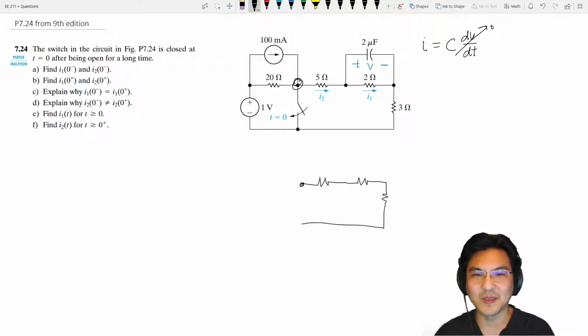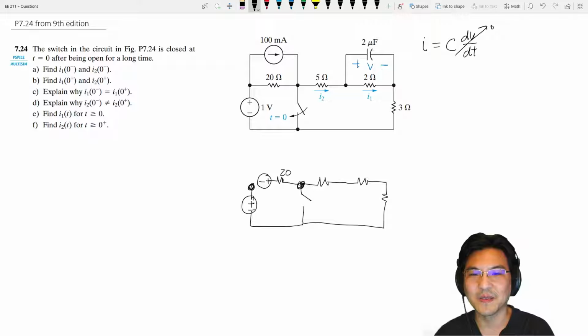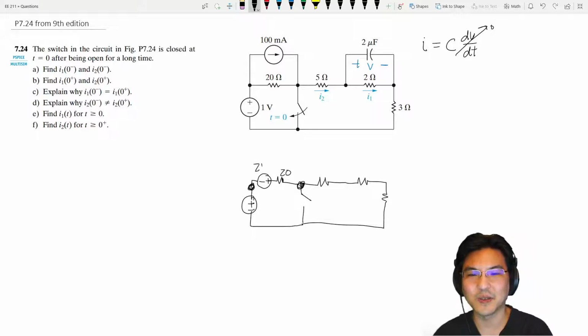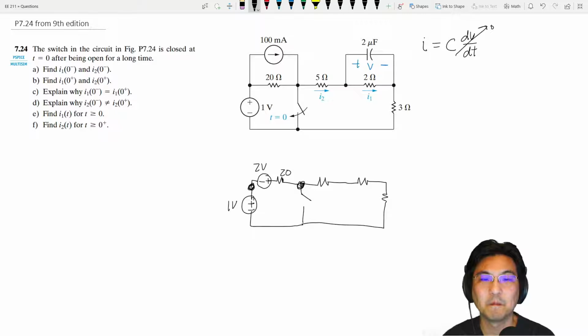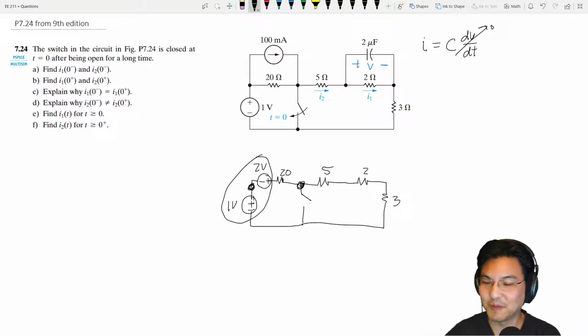Okay, so you see this node is over here. This node is over here. Why don't we do a source transformation? That switches here, right? So let's replace this with something here. So how do you do a source transformation? Instead of a current source and a resistor in parallel, it's a voltage source and that same resistor in series. So that's 20 ohms. And then how much voltage? IR. So 0.1 amps times 20 ohms is 2 volts. And then just 2 plus 1 is 3 volts.